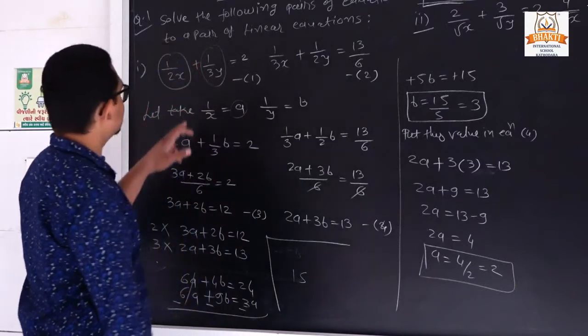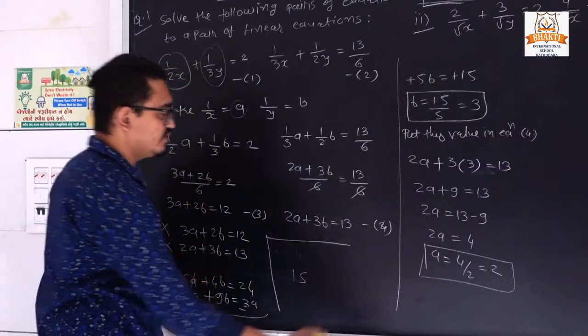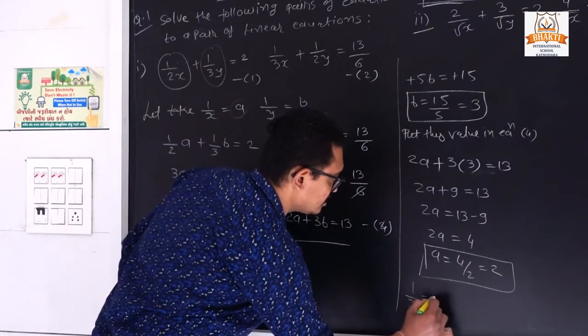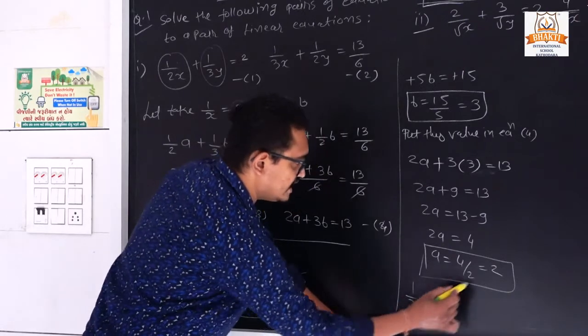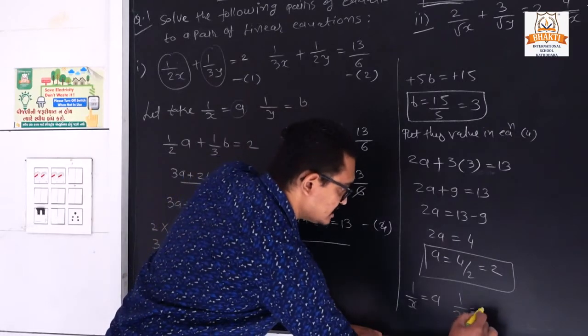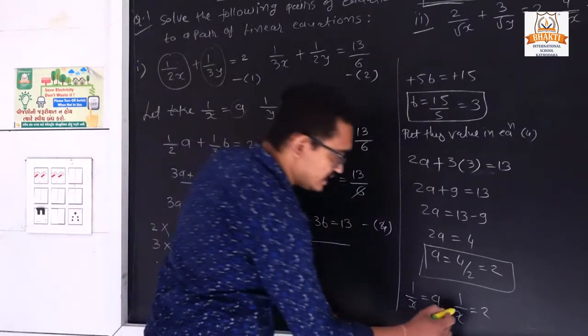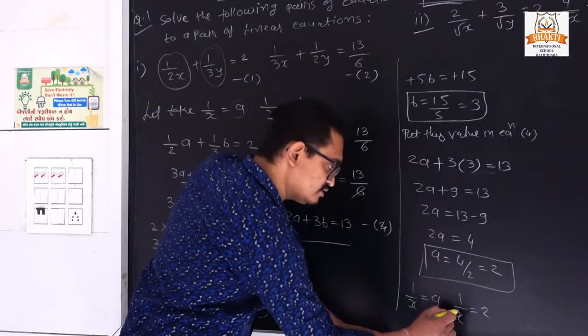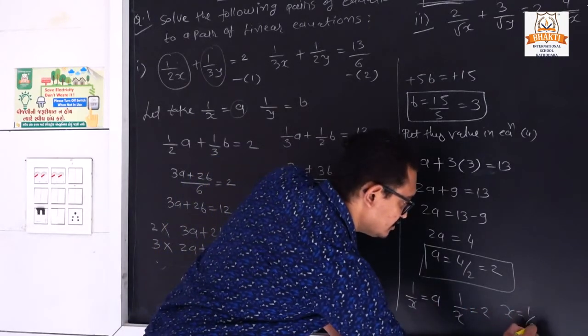Now see what we assumed here: 1 upon x is equal to a. So a is equal to 2. So here 1 upon x is equal to 2. Now this x goes to the other side and the 2 goes here. So x is equal to 1 by 2.